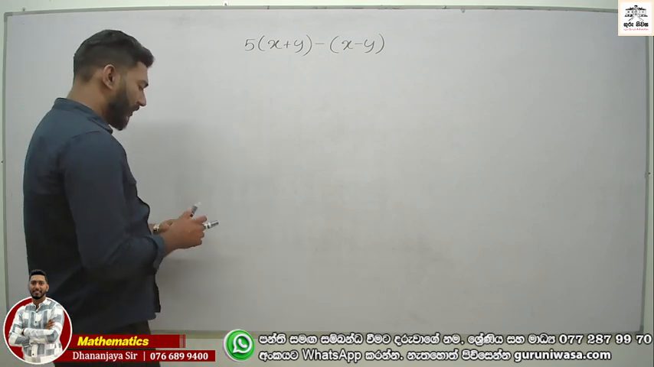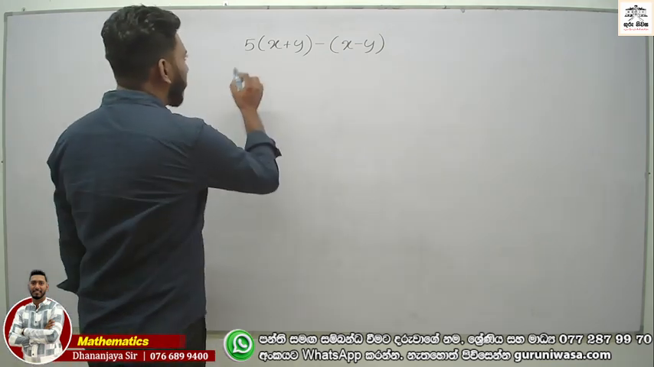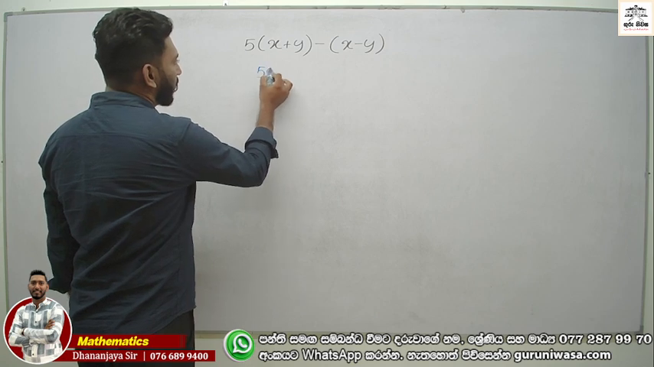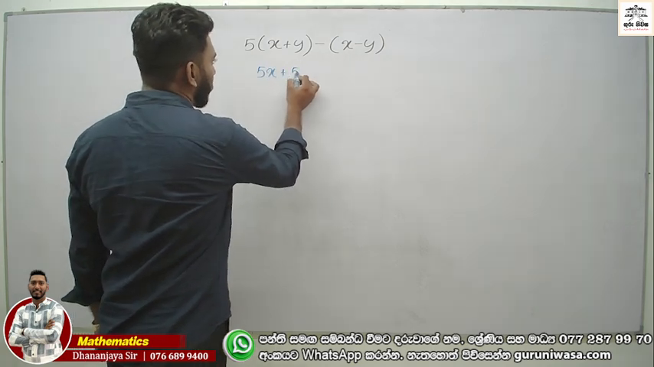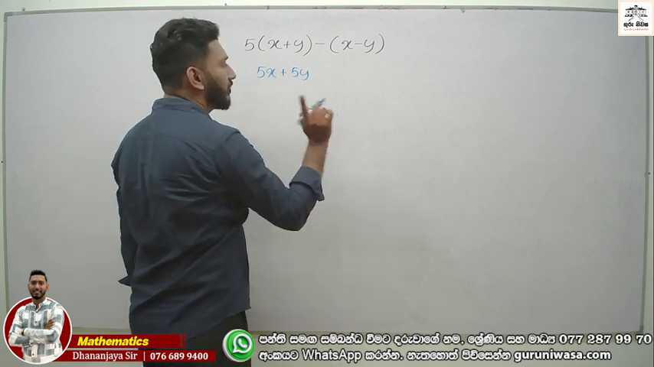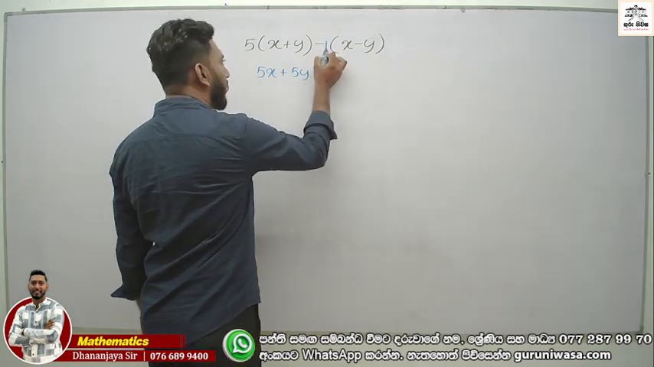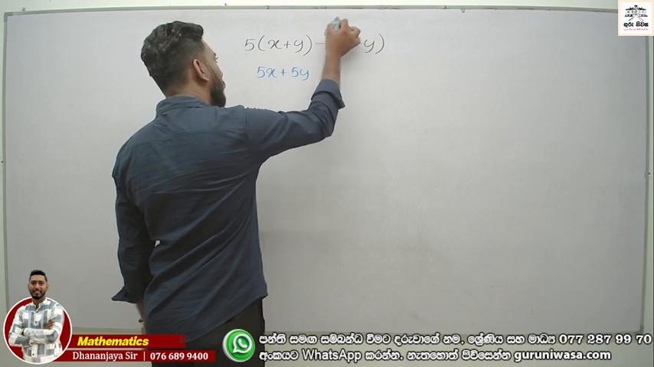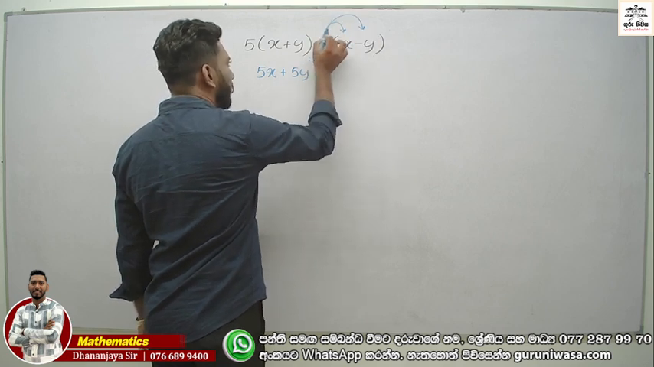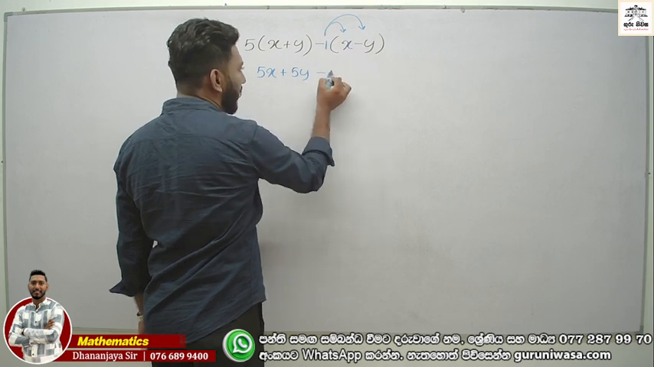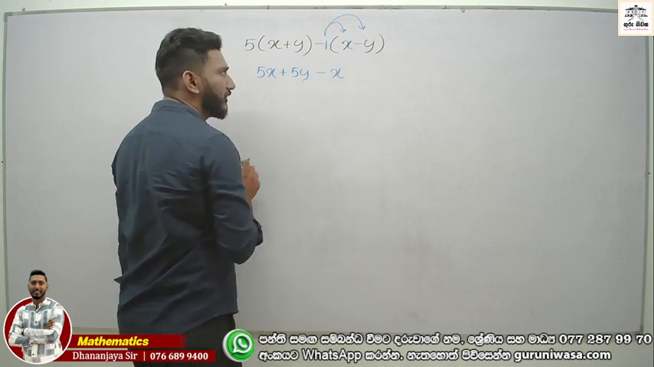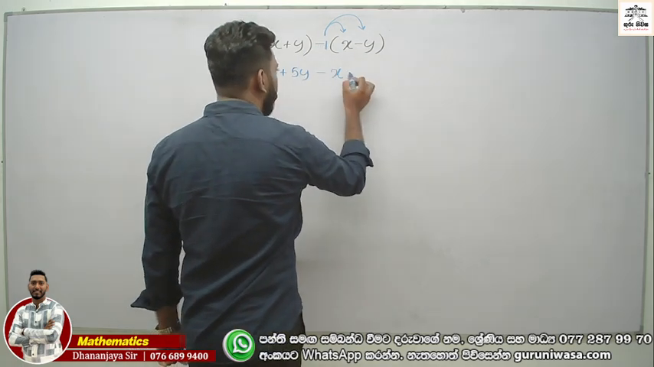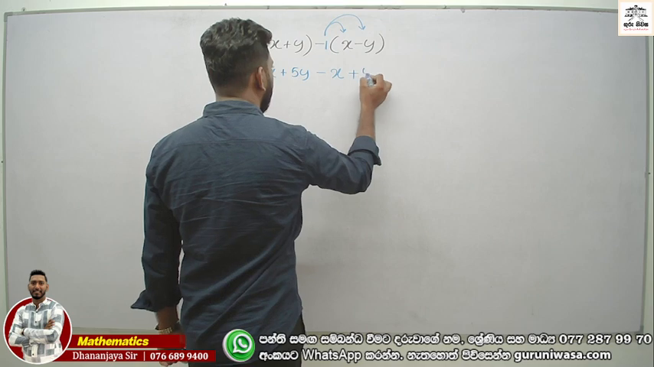Okay, now listen. 5 times x, 5x. 5 times y, 5y. Now listen here, here is a minus 1. Now you can multiply like this. Minus 1 into x becomes minus 1x, you can write it as minus x. And minus into minus becomes plus, so plus y.